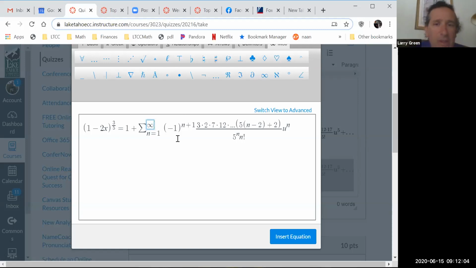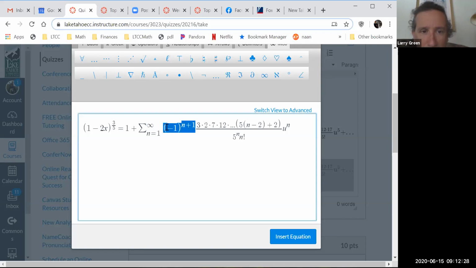And now let's take a look. We have a 2x, we have a negative 2x to the n. But the negative 2x to the n is negative 1 to the n, sorry, 1 to the negative 1 to the n times 2 to the n times x to the n. So negative 1 to the n times negative 1 to the n plus 1 is just negative 1. So that's just negative.